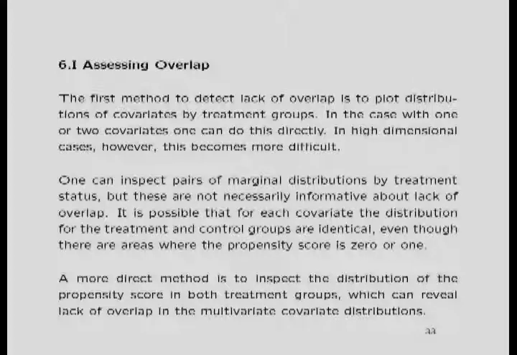In high-dimensional cases, that's sort of more difficult. You could just do it one covariate at a time. But that's not necessarily sufficient. It could well be that for each covariate separately, the two distributions have a lot of overlap. But if you look at the joint distribution, there could be complicated correlation patterns that lead to lack of overlap in particular areas, and so to areas where the propensity score is very close to 0 and 1.